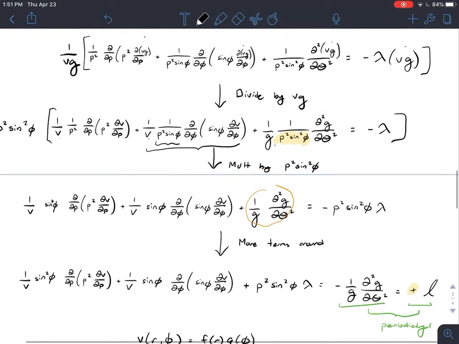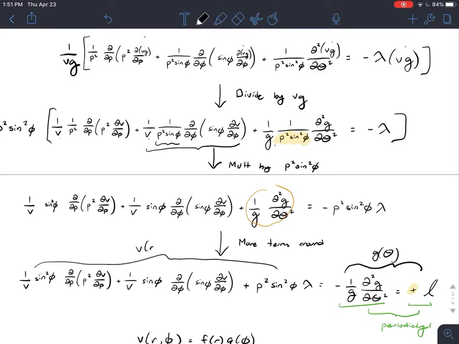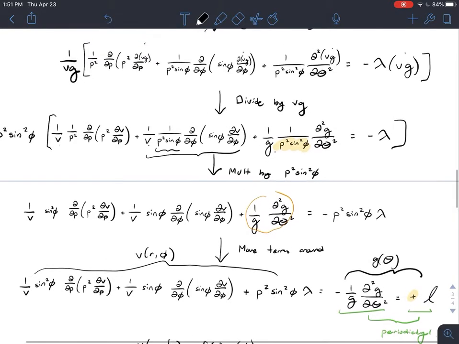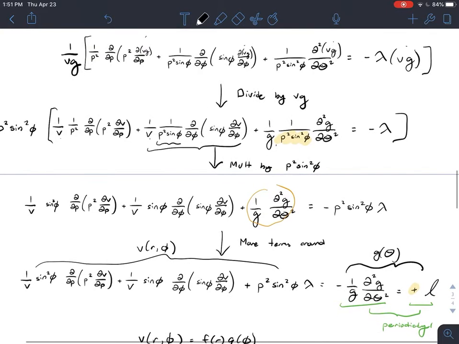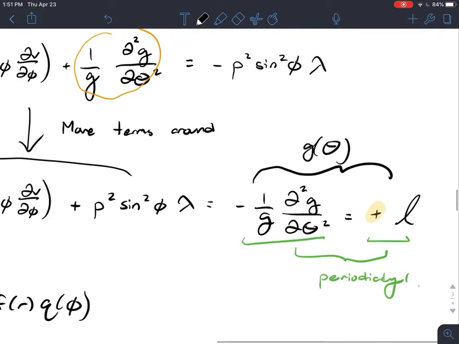And in this sequence right here, all we have on the right-hand side is g of theta, and all we have on the left-hand side is v of r phi. Great. So now we've separated variables. Looking at this, we have negative 1 over g times the second derivative of g with respect to theta, and we're going to set this equal to a separation constant that's positive.